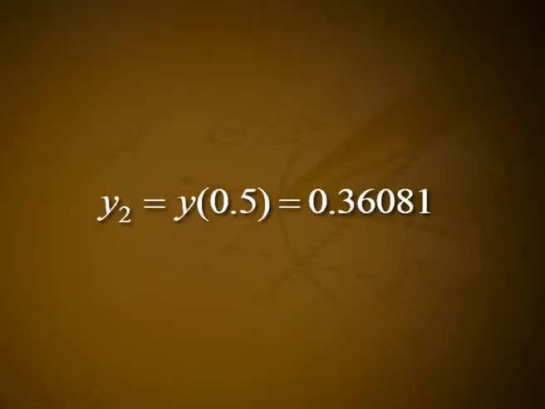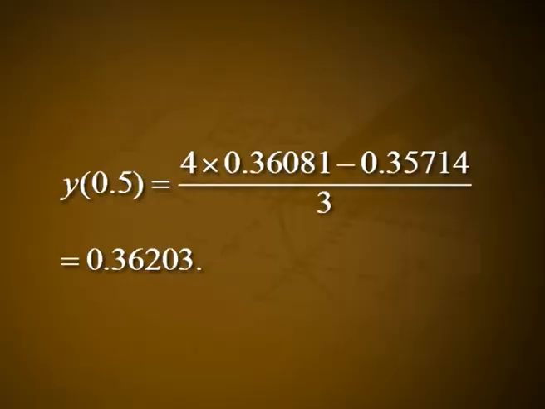Solving the above system, we obtain y2 equal to y at 0.5, that is equal to 0.36081. Taking y1 equal to 0.35714 and y2 equal to 0.36081, and using Richardson's formula, y at 0.5 equal to (4 × 0.36081 - 0.35714) divided by 3, that is 0.36203. Eigenvalue problems. Consider the boundary value problem y'' + λy = 0.